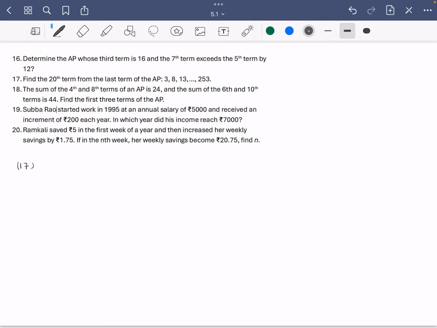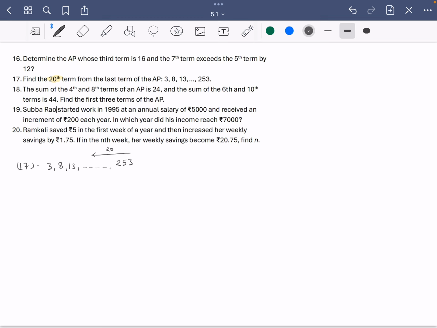Question number 17. Find the 20th term from the last term of the AP. So you're given the AP 3, 8, 13 up to 253. So you want to calculate its 20th term from the last term of the AP. So you want to calculate the value of n, which is from here, 20th from the last term.